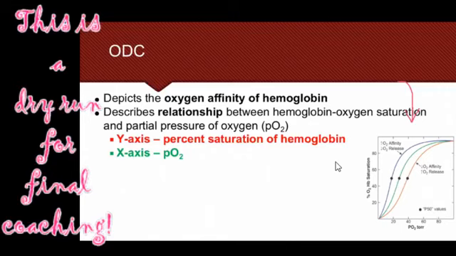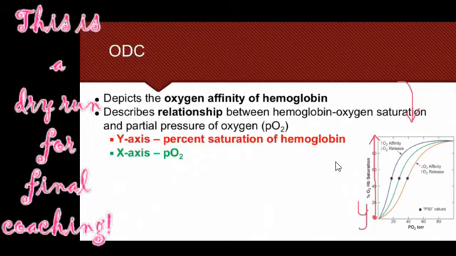Ito po yung ating y-axis, alright? And sa y-axis po natin nakikita yung dami ng hemoglobin na nagbabind kay oxygen. So, pag nagsimula ka rito, di ba, that's 0, wala, hanggang sa maging 20, 40, 60, 80%. So, as you move along this axis from the lower to the upper part, that means more and more oxygen is being bound to our hemoglobin, right?